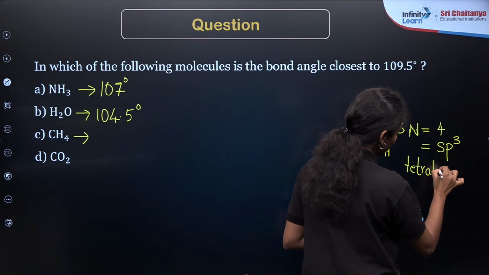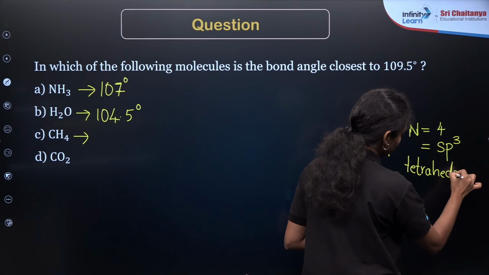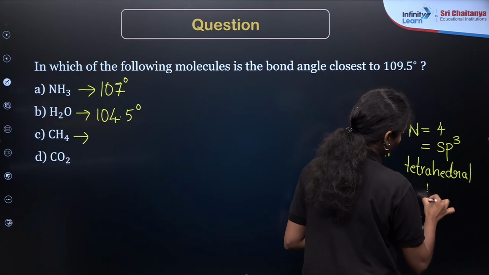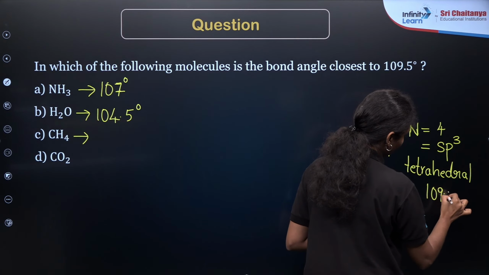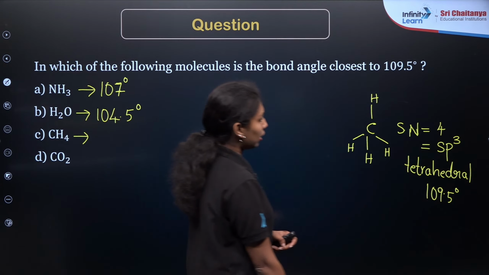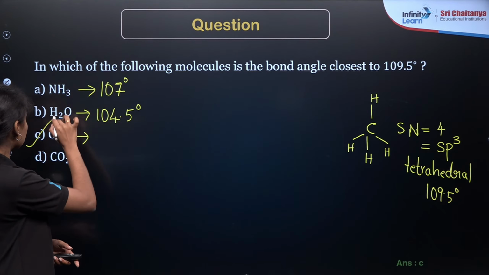So obviously their actual as well as the expected shape will be tetrahedral with a bond angle of 109.5 degrees. Clear? So option C will be the correct answer here.